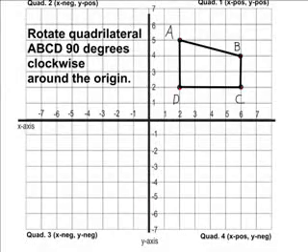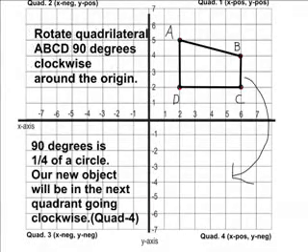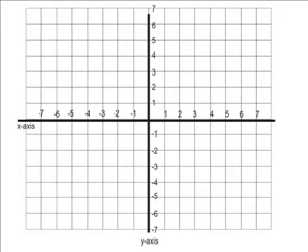We are going to take a quadrilateral and rotate it 90 degrees clockwise around the origin. Now, the origin is simply where the x and the y-axis intersect, which is located at the coordinates 0, 0.